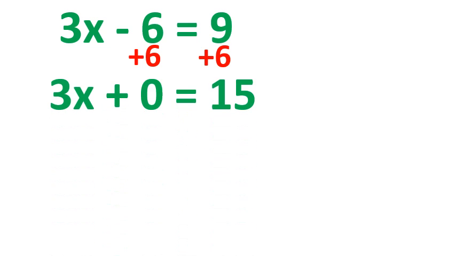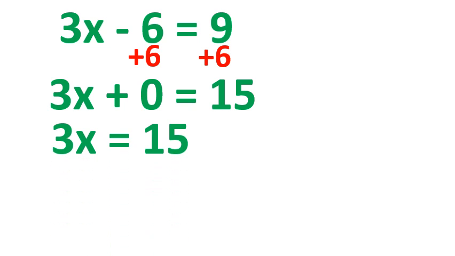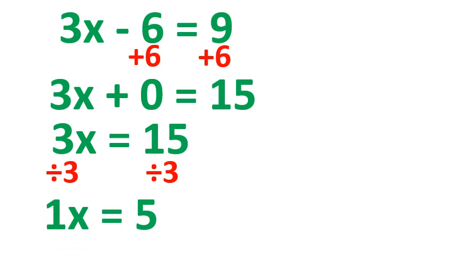Now I'm going to rewrite my equation. 3x plus 0 equals 15. And if I rewrite that, just drop the 0 out because it's meaningless, then 3x equals 15. Okay, now I've got to get that coefficient of x, which is a 3, away from the left side of the equation. So again, I'm going to divide the left side of the equation by 3, and to be fair, I have to do that also to the right side of the equation.